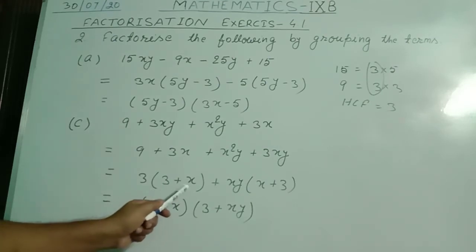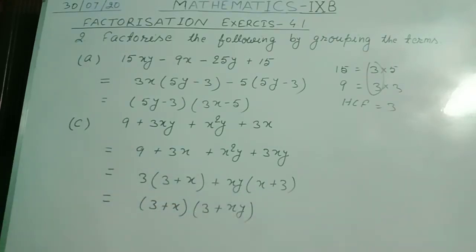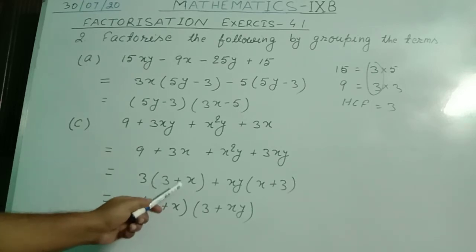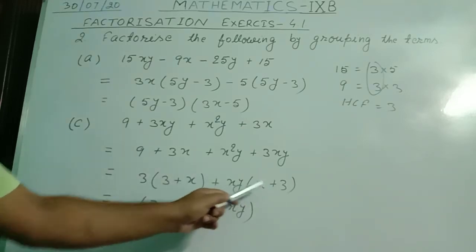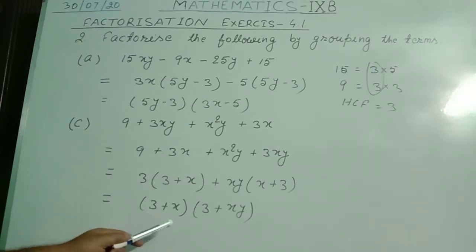Now this is 3 plus x and this is x plus 3. So both have the positive sign, so we can interchange. As you write 3 plus x or x plus 3, the value will remain same. That is not wrong. So I have written 3 plus x. And what is coming here? 3 plus x, 3 plus x, this is common, 3 plus x, or you can write x plus 3 also.